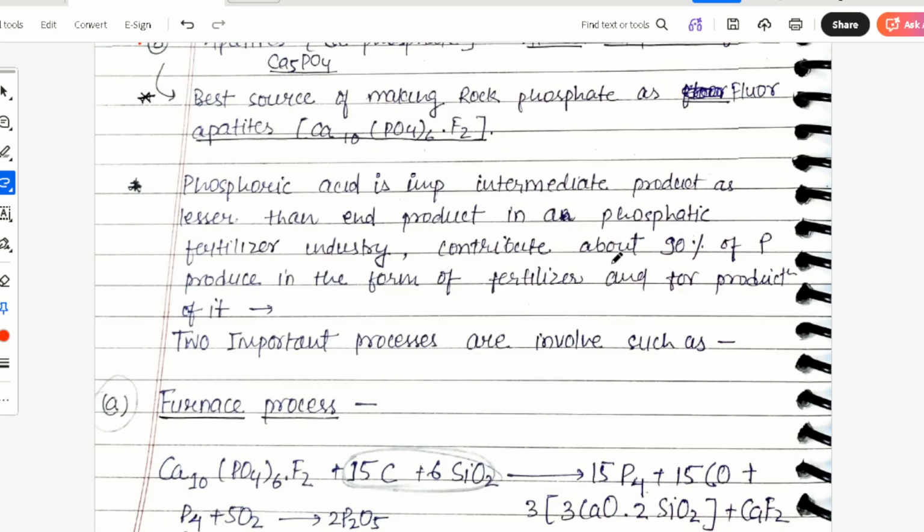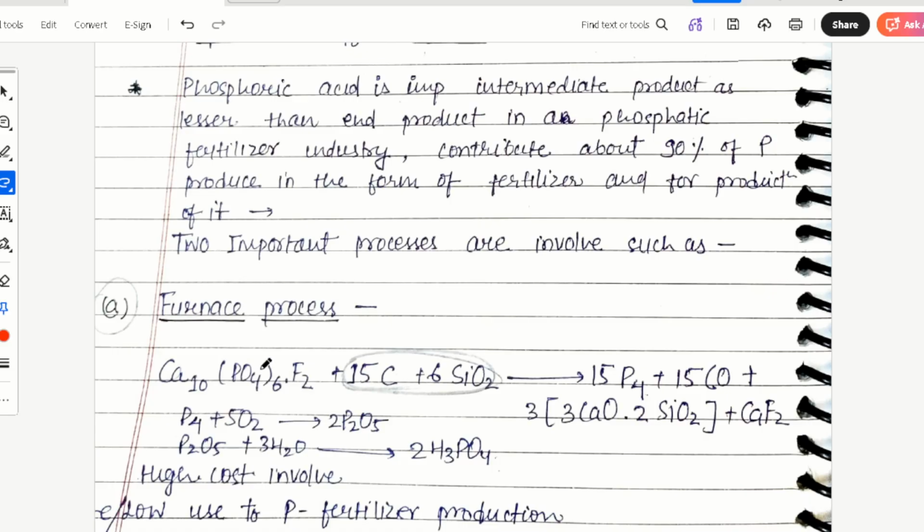It contributes about 90% of phosphorus produced in the form of fertilizer, and for its production two important processes are involved, such as the furnace process. In this process fluorapatite is used, which reacts with carbon and silicon oxide. Then it is further converted into 15 P4 plus 15 CO and calcium silicate and CaF2.